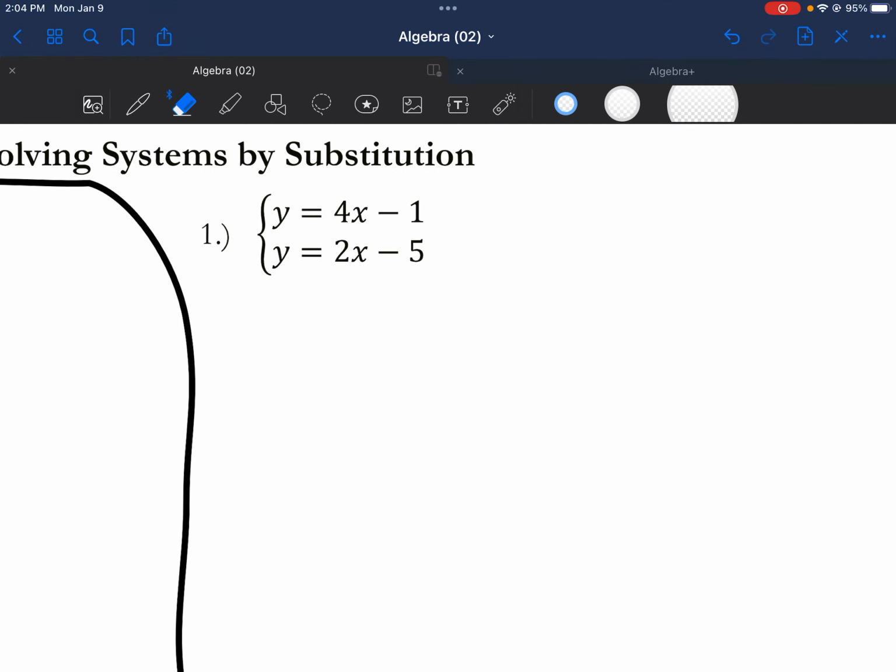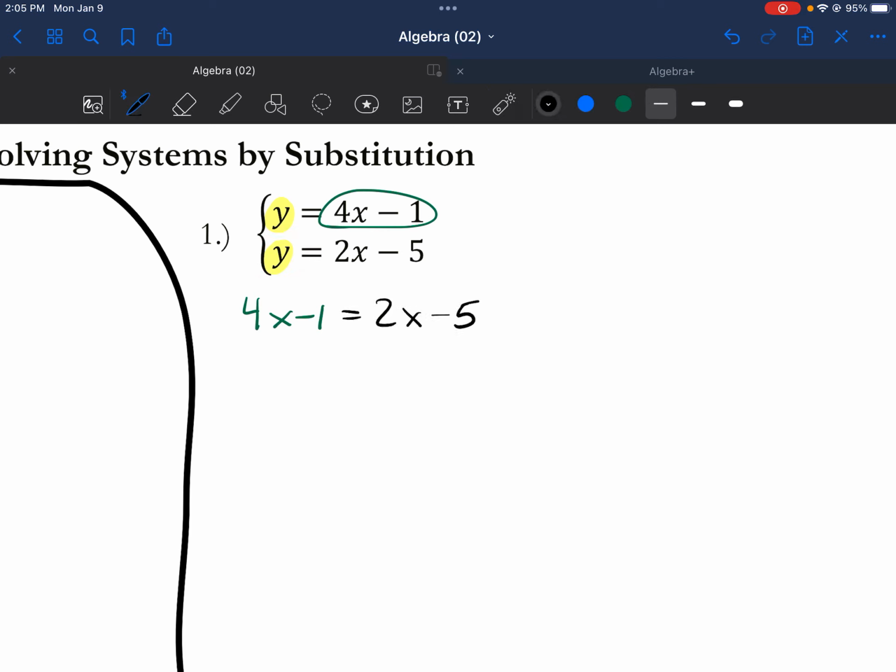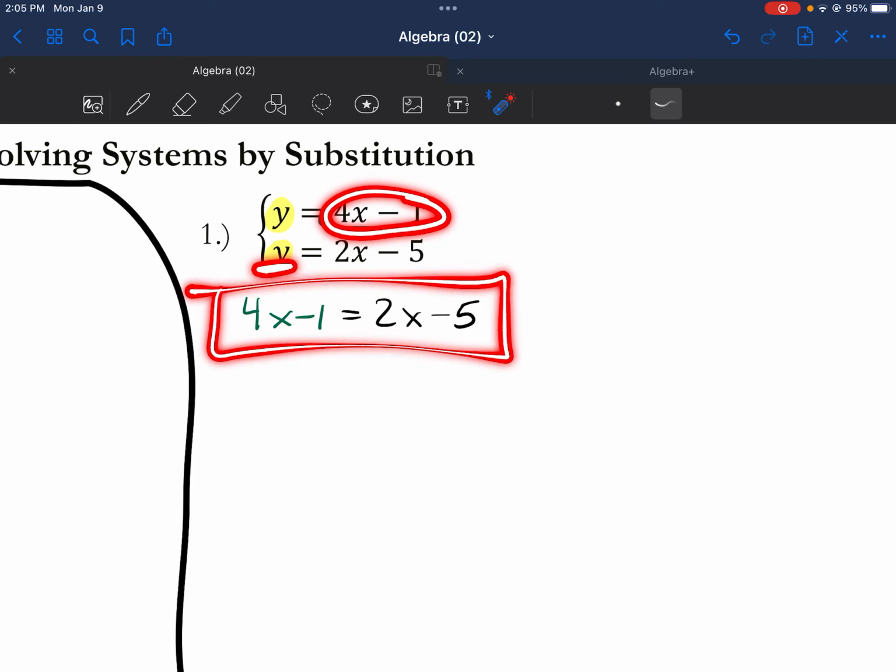So if you notice, step 1 is to make sure that one of the variables is isolated. Well, both of them are isolated, right? For the first equation, y is isolated, and the second equation, y is isolated. If I'm saying that y is equal to all of this, then that means this same y is also equal to all of this. So I can rewrite it, taking 4x minus 1 instead of writing y, and I'm going to put equals 2x minus 5. I literally took this and substituted in for y, so my new equation looks like this.